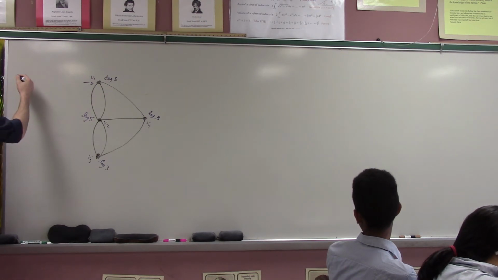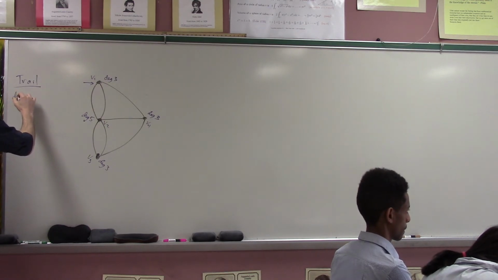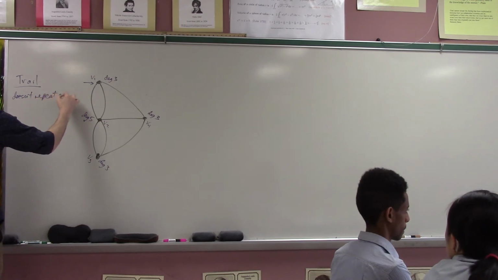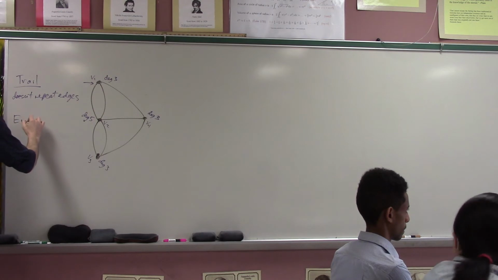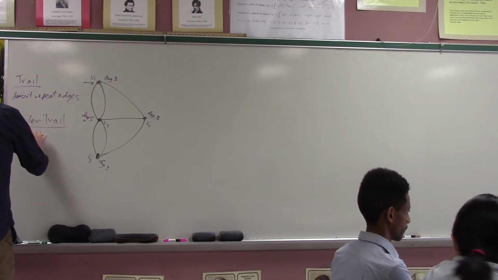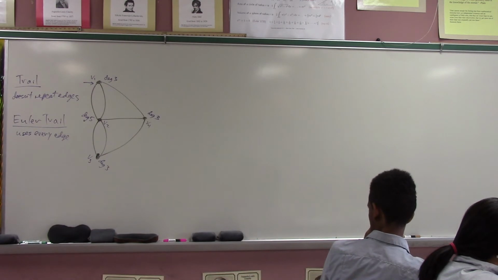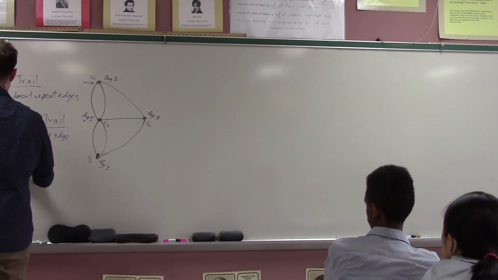So just to summarize the vocab again: a trail, which is Gosset's term for a walk, does not repeat edges. An Euler trail, or some people say Eulerian, whatever, is a trail that not only doesn't repeat edges, but uses every edge. And then the other thing you might ask is, what about one that starts and ends at the same place? Like a parade. We call this an Euler circuit.